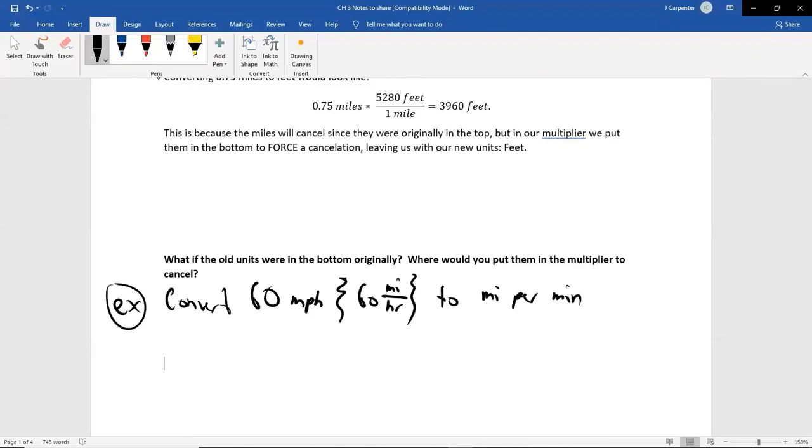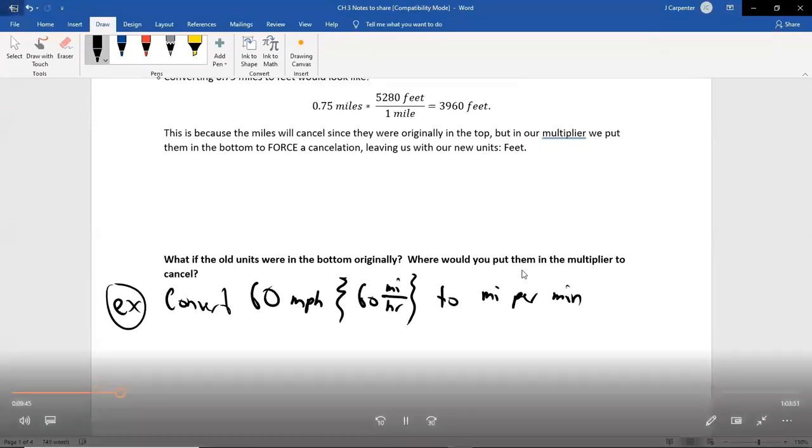And I know it seems goofy, I guess, that mph is mph, miles per hour. But traditionally, M stands for meters.